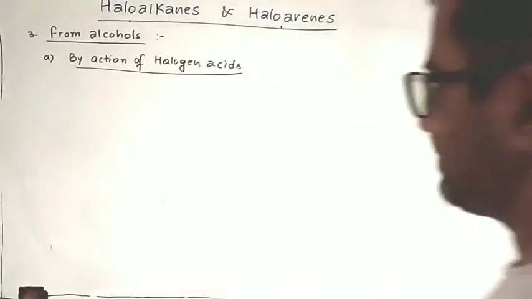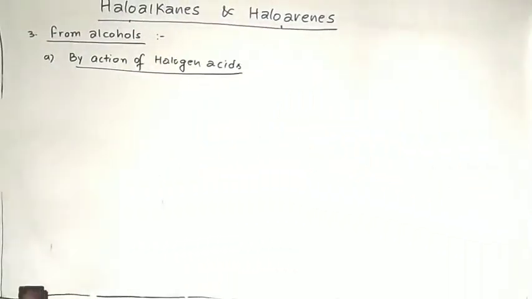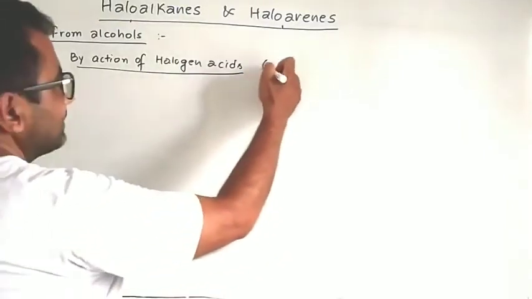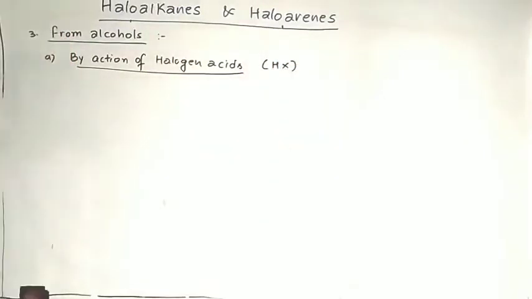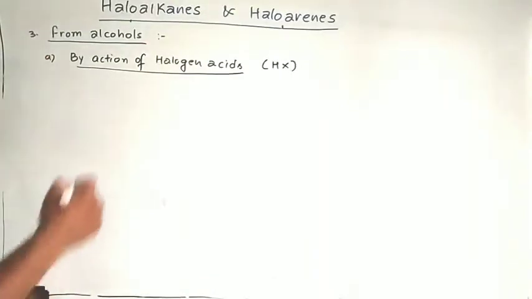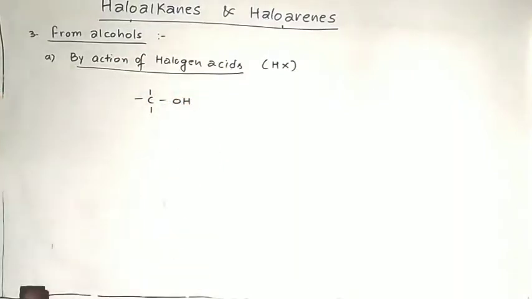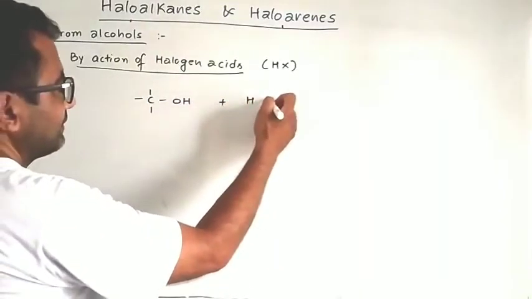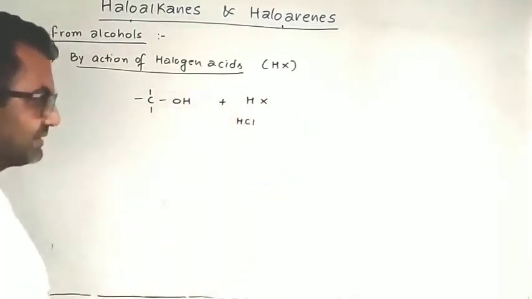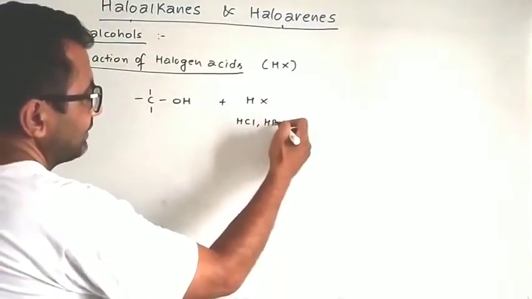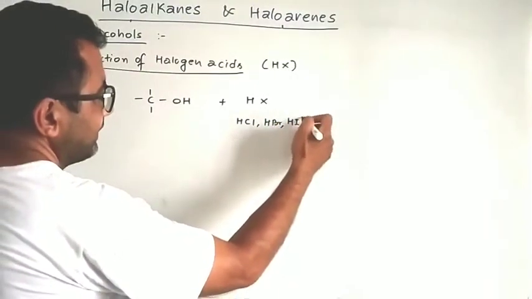This is the preparation from alcohol. So in the preparation from alcohol, the first method is by the action of halogen acid. Halogen acid is generally expressed as HX. For example, we have an alcohol and when we add halogen acid HX, it may be HCl, it may be HBr, it may be HI.